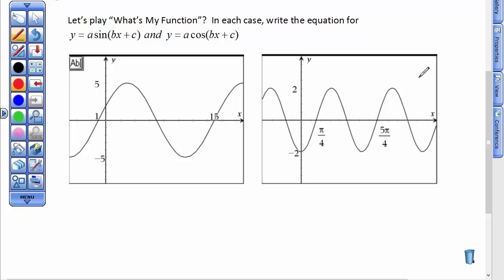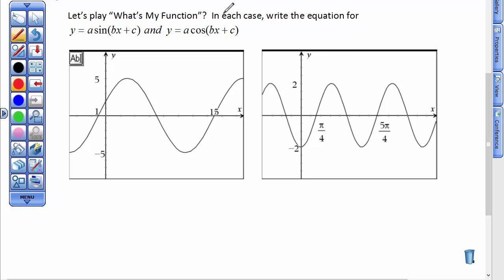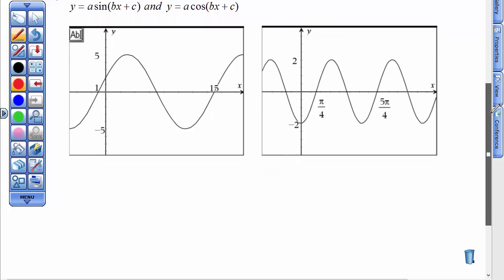I love playing What's My Function with the graphs of sines and cosines. And what's really interesting in this one is that I'd like you to, in each case, write the equation for both y equals a times the sine of bx plus c and y equals a times the cosine of bx plus c. So let's go ahead and get started.